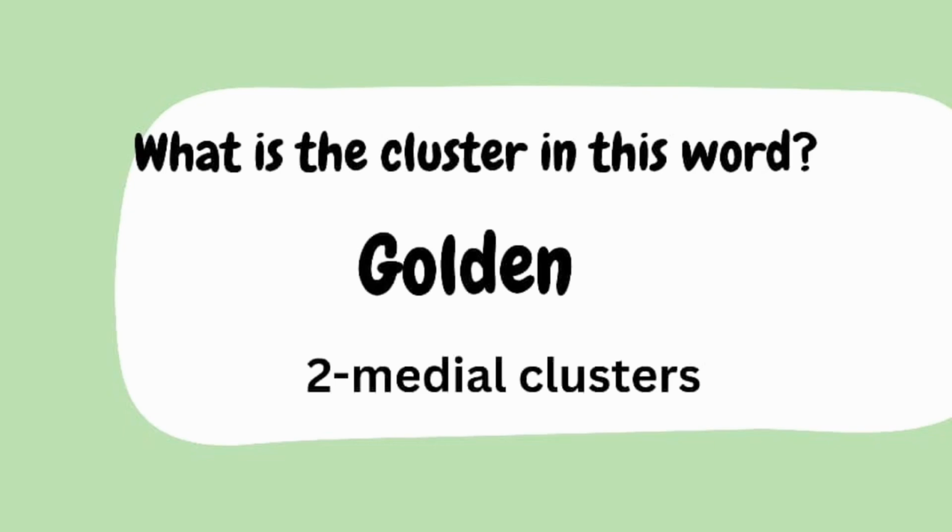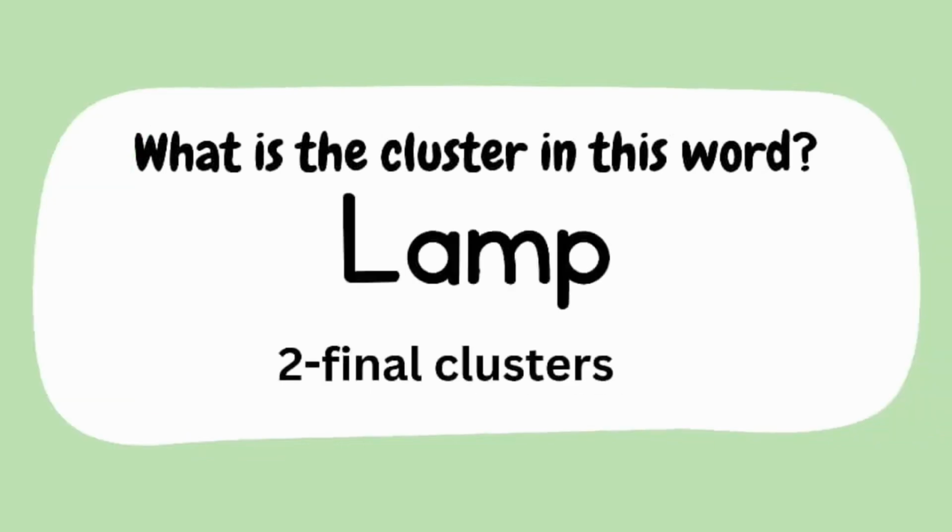What is the cluster in the word lamp? Lamp. We have consonant l and consonant p at the end of lamp. Another example is camp. Camp. Rent. Those words, lamp, camp, rent, have two final consonant clusters in them.